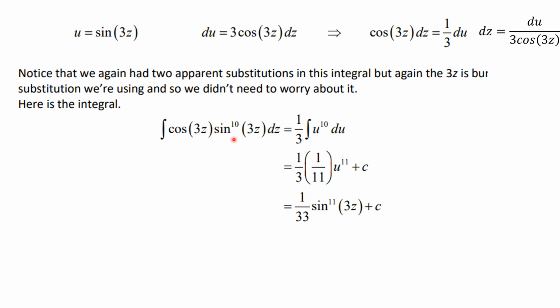This next problem we had was this one. u equals sine of 3z. du equals 3 cosine 3z dz, and dz equals du over 3 cosine 3z. Magic happens. I pull the 1/3 out of the integral, and this is equal to 1/3 the integral of u to the 10th du. That's going to be u to the 11th over 11 plus c, and this is our final answer when I reverse the substitution for u.